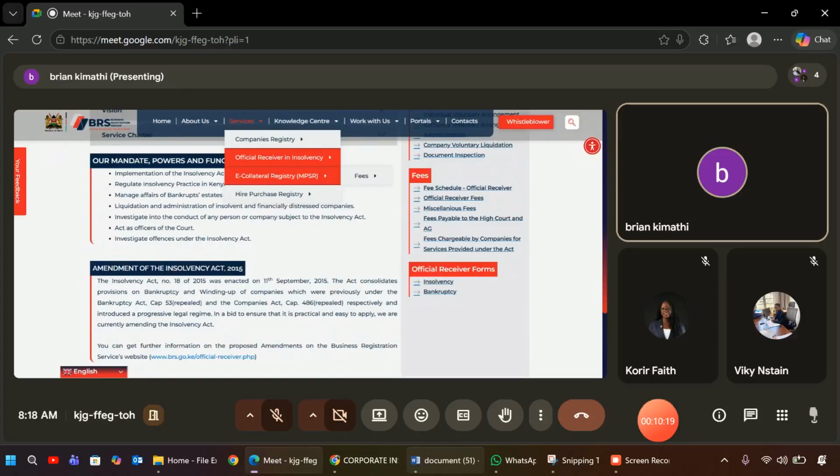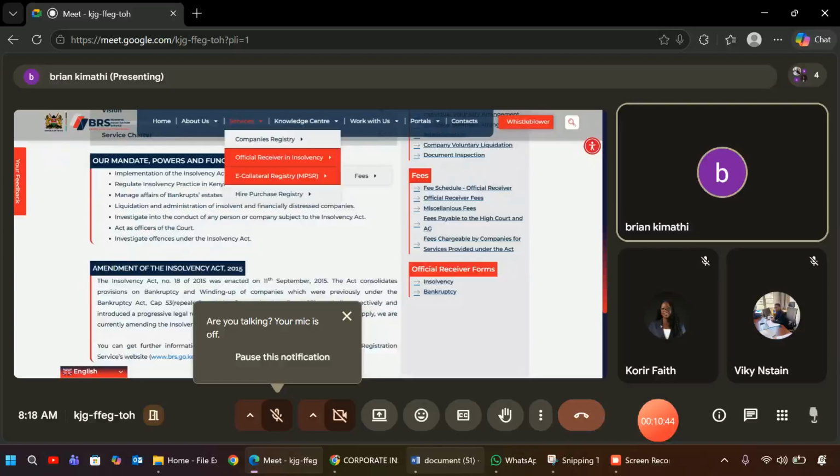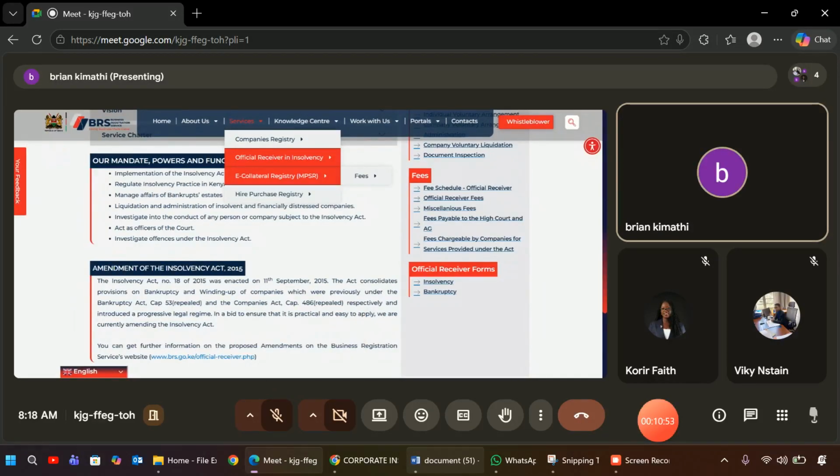The company's registry and the official receiver in insolvency are the ones we are tackling. Then we have MPSR, e-collateral. For MPSR, say I have a logbook for a car, or chassis numbers for machines, for example factory machines. Maybe I have a posho mill where I make flour, and I want to use the chassis number of this mill machine to apply for a loan. You can use that, by the way. That's what it means.